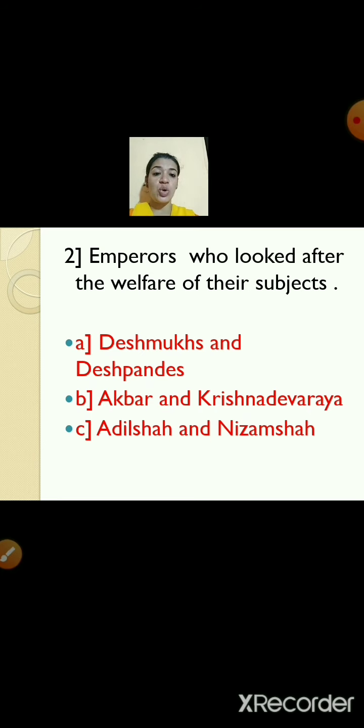Second one. Emperors who looked after the welfare of their subjects. And the options are Deshmukhs and Deshpandes, Akbar and Krishnadev Raya, Adil Shah and Nizam Shah. Very good. And the correct option is B, Akbar and Krishnadev Raya. They were the emperors who looked after the welfare of their subjects.